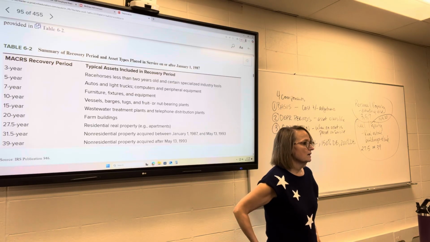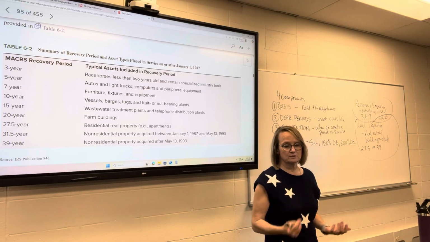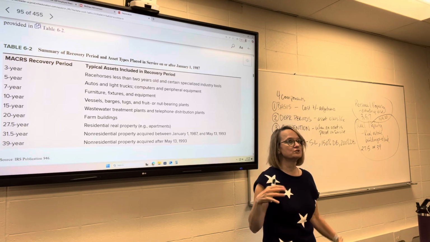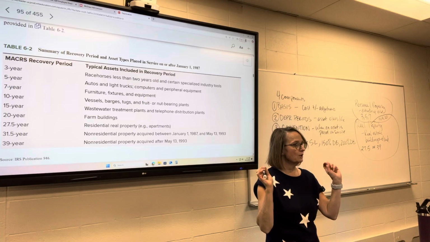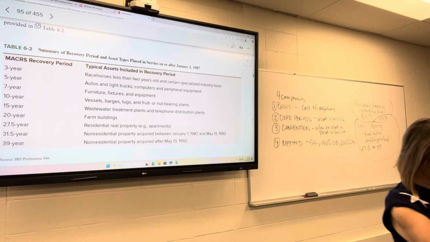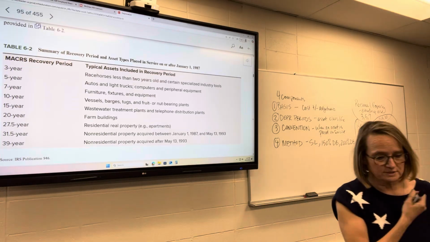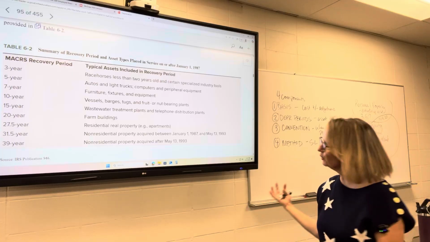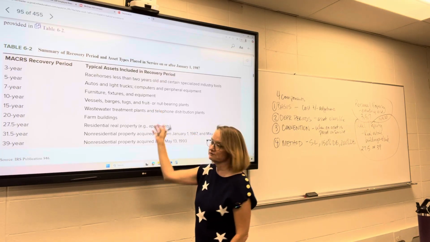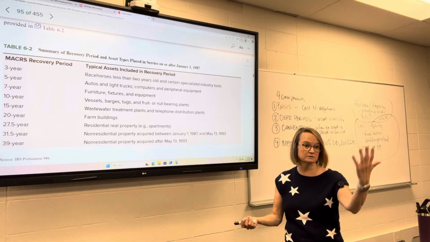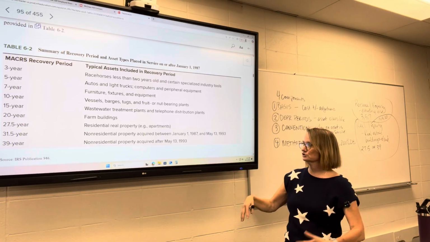So equipment, think tractors, anything that is used to manufacture something else, or in that sort of process. So that rivet maker that I talked about, that's a piece of equipment. Furniture and fixtures, so that table that I was referring to, the light fixtures, that sort of thing.